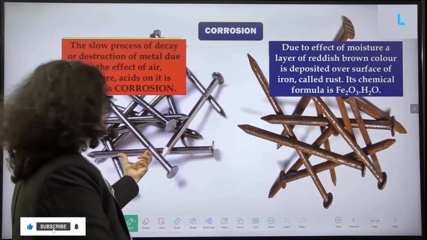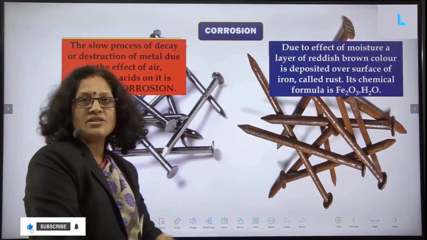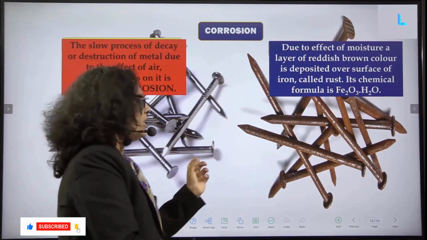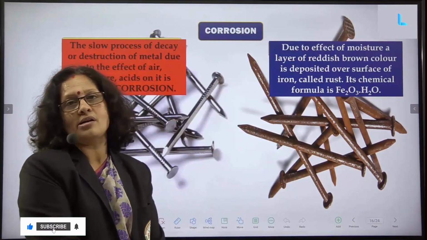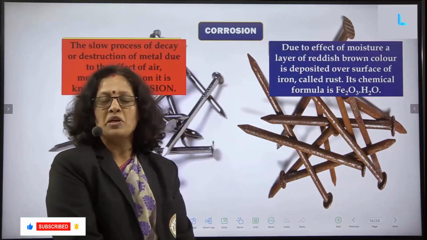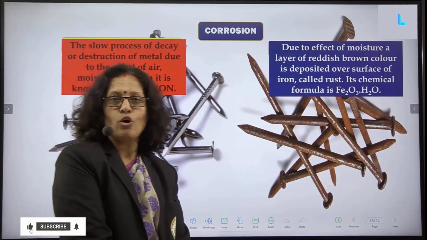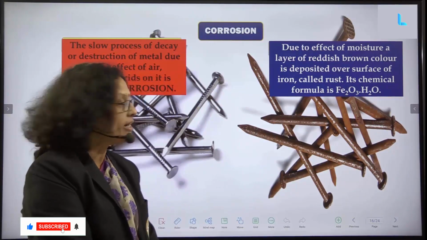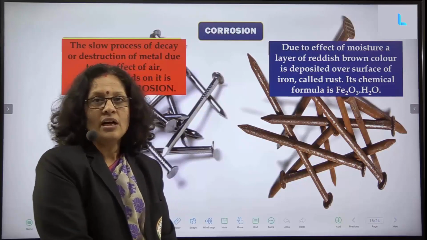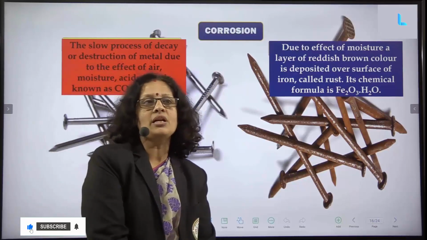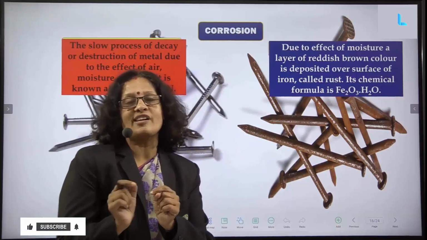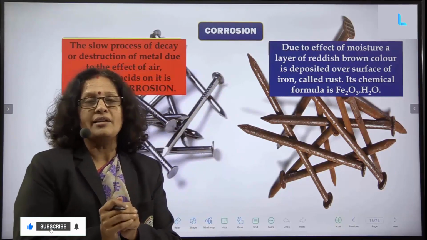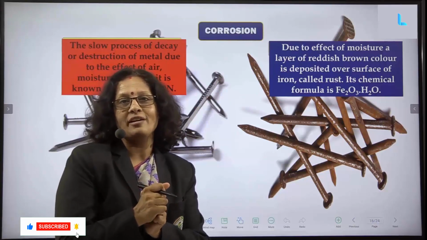Next we are seeing here iron nails are shown. See both the type of nails. These are fresh nails and these are rusted nails. All of you would have observed rust. What is rusting? Rusting is whenever any iron article comes in contact with atmospheric moisture or moist air or water, it starts undergoing rusting. Otherwise iron is a very strong metal, but when it undergoes rusting, it starts flaking out, degrading, decomposing, and that will be reducing the strength of iron.